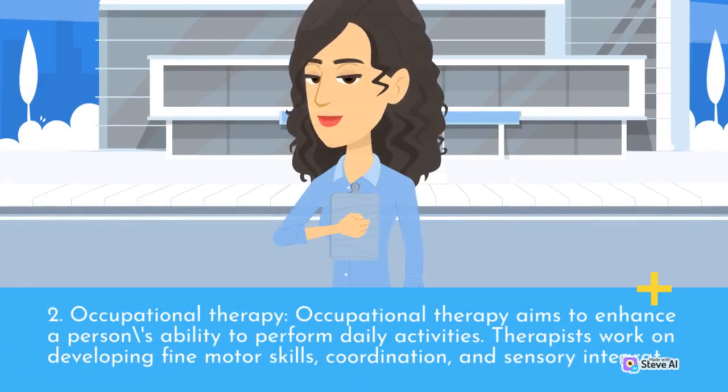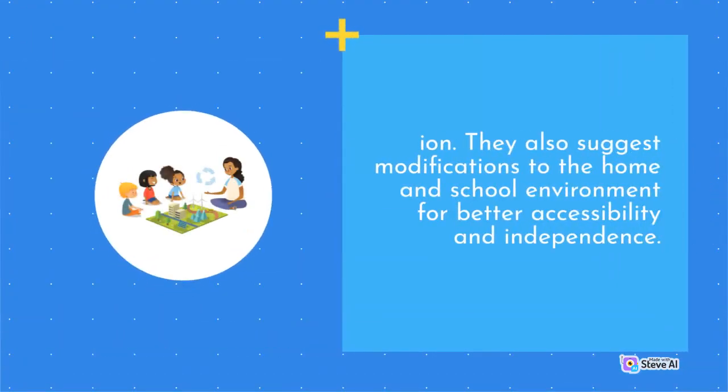2. Occupational therapy. Occupational therapy aims to enhance a person's ability to perform daily activities. Therapists work on developing fine motor skills, coordination, and sensory integration. They also suggest modifications to the home and school environment for better accessibility and independence.